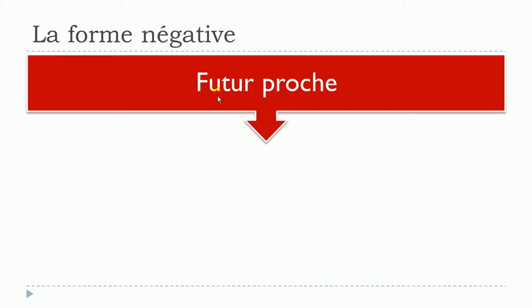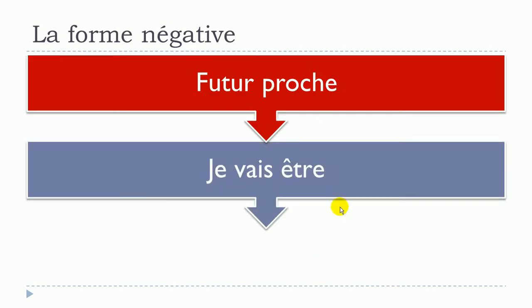If you take this futur proche form, so it's quite interesting because it's not a real future. It's I am going to be, like in English, okay? So in French, we just construct it in the same way. We use the verb aller, aller is to go, okay? And then after that, we put the second verb at the infinitive. So, je vais être, I am going to be, okay?